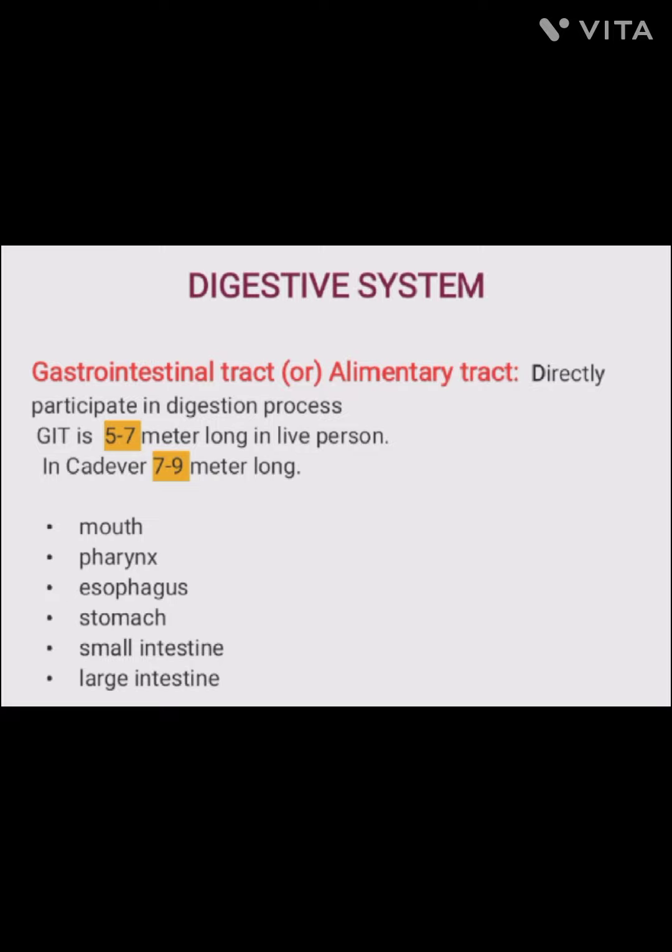Gastrointestinal tract or alimentary tract. Food goes from mouth to anus through this tract. So this gastrointestinal tract directly participates in the digestion process. The GIT length in living persons is 5 to 7 meters and in non-living persons or cadavers 7 to 9 meters long. The GIT in ascending order is mouth, pharynx, esophagus, stomach, small intestine, large intestine and rectum.